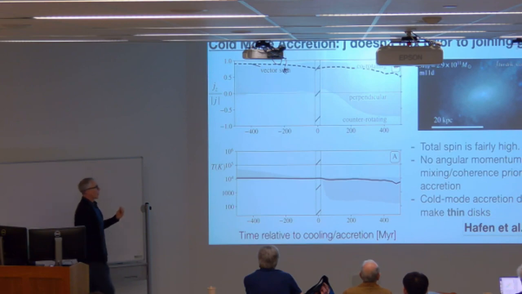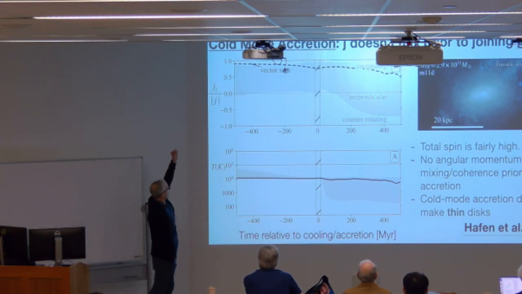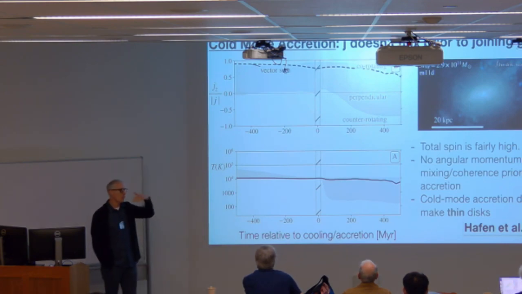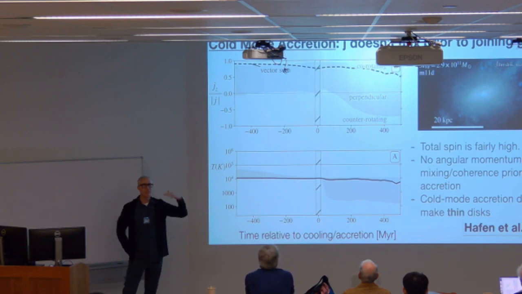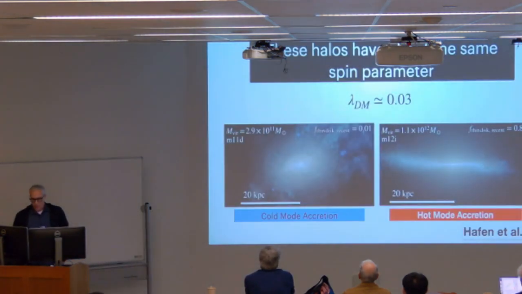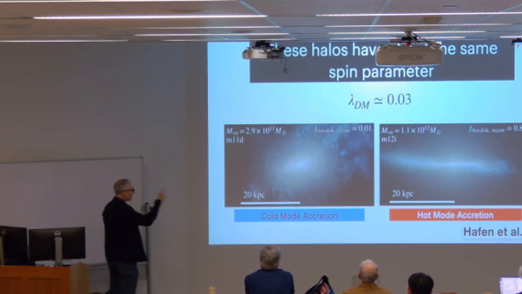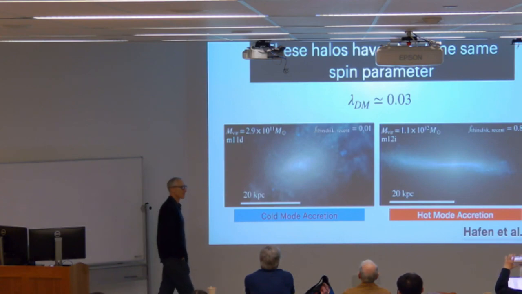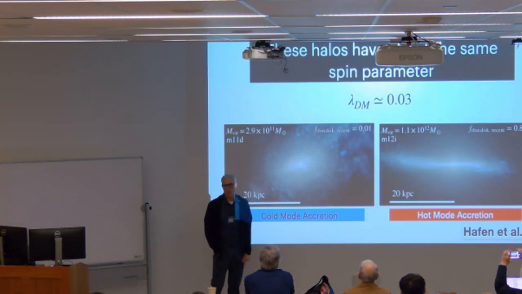So this picture is that in the cold mode accretion, you can form things that spin, but they're not very thin. They're clumpy and that stuff. You only form these razor-thin disks if the gas is accreted subsonically. So just to hit this really hard, both of these halos have the same spin parameter. Both have spin parameters of 0.03.